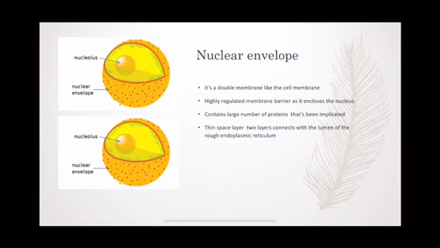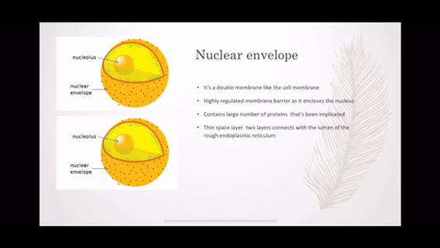The nuclear envelope. It's a double membrane similar to the cell membrane. It's a highly regulated membrane barrier as it encloses the nucleus to separate its contents from the cytoplasm. It contains a number of proteins which have been implicated in chromatin organization and gene regulation, and there's a thin space between the two layers which connects to the lumen of the rough endoplasmic reticulum.